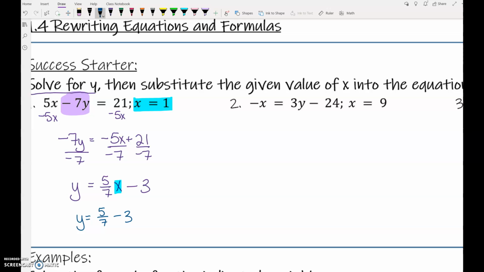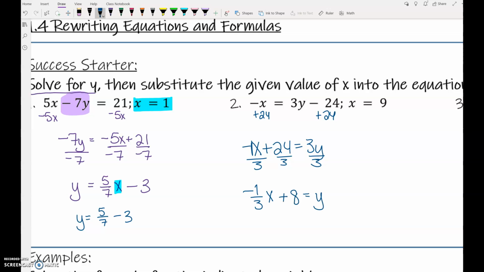Get y by itself in number 2. Okay, we need to get y by itself, so we are going to add 24 to both sides. So we have negative x plus 24 equals 3y. Divide everything by 3. Negative x divided by 3. There's always a 1 in front of those x's, so that's negative 1/3 x. 24 divided by 3 is 8 equals y.